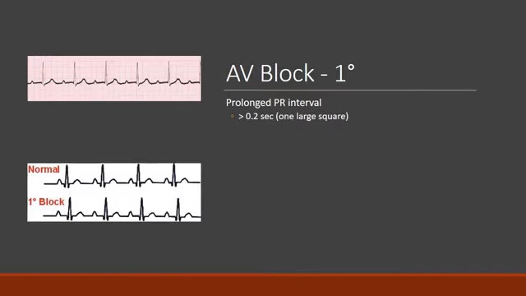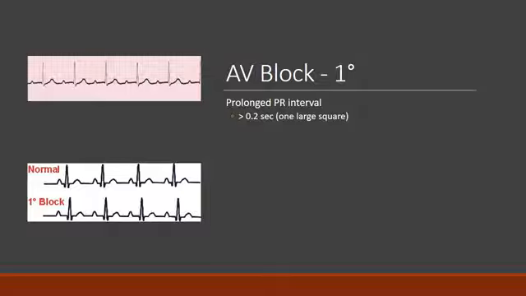Next, we'll talk about first degree AV block, and what we have here is a slowing down between the atria depolarizing and then the conduction through the AV node to the His-Purkinje system. You can see that, and so this is reflected by a prolonged interval between the P wave and the R wave. So the PR interval is going to increase.